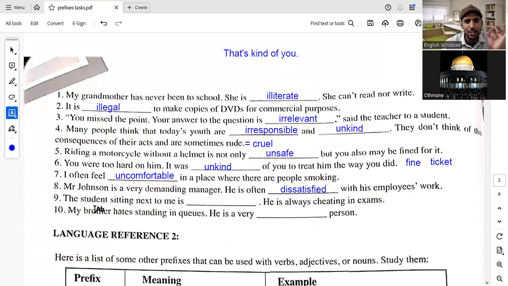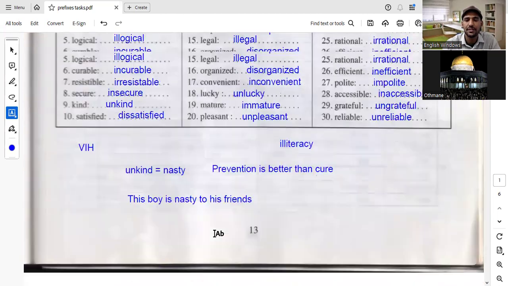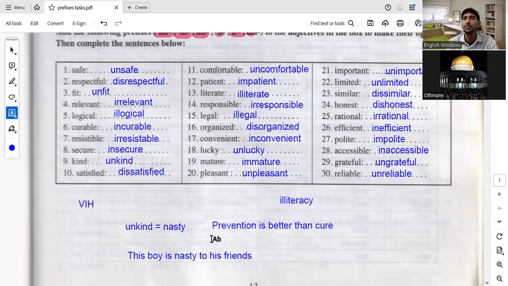All right, number 9. The student sitting next to me is always cheating in exams. Is someone irritable? Not really. Impolite? Not really. Cheating. Someone is cheating. It means he doesn't say the truth. It's not someone who is doing a good thing. It's the same as someone who is lying.